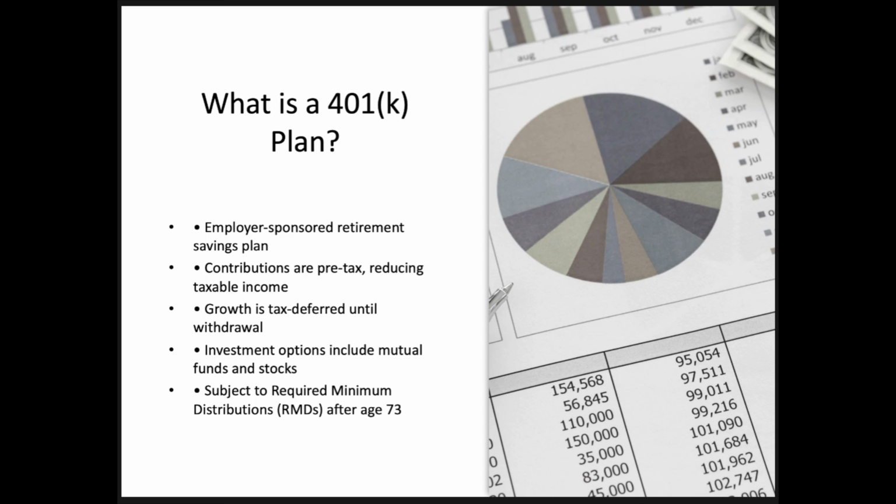And investment option include mutual funds and stocks, and subject to a required minimum distribution after age of 73. So that means that even if you wanted to keep the money for your heirs or beneficiary, you can't, because you need to start taking the money at the age of 73.